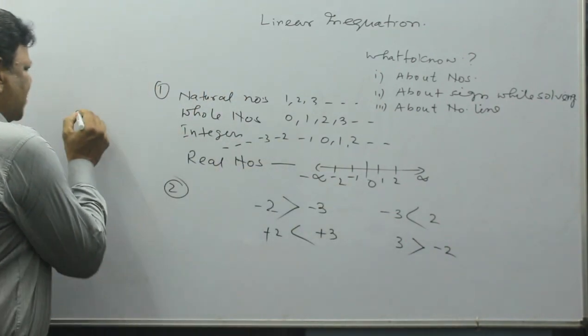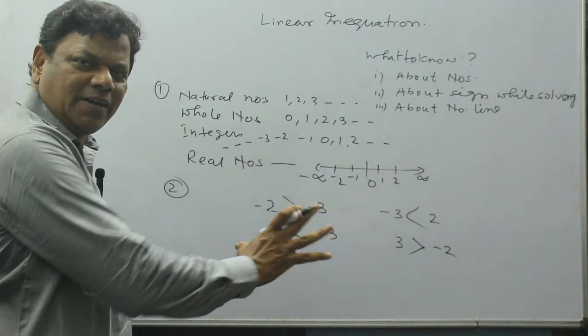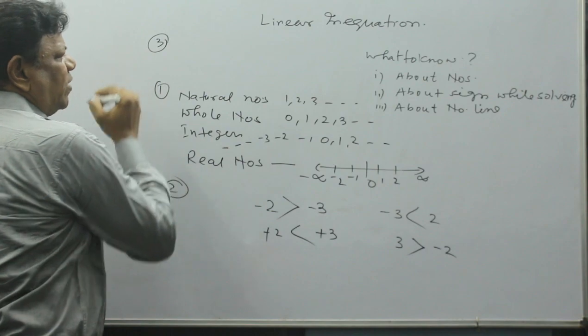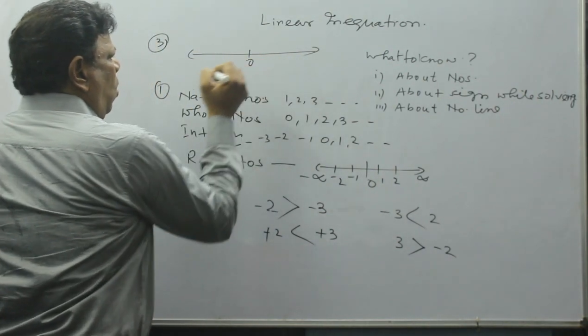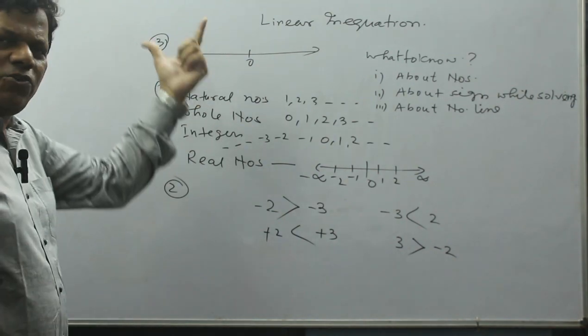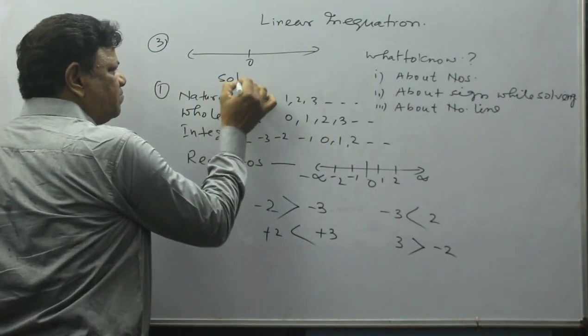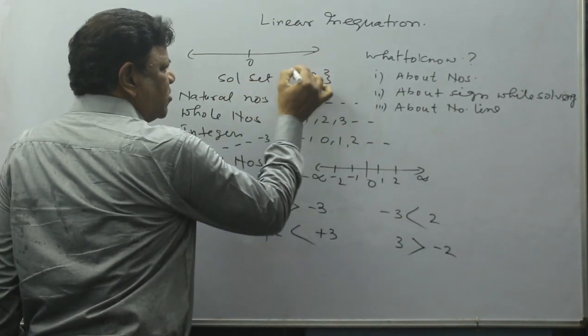Let me tell you what the set is. This is number 2 part, about the sign you have to remember. Now, the third part, what is it? About the third part I am telling you. What is a number line? Let one number line be given here. It is 0 given. Here 0. Let the solution set be given: 1, 2.